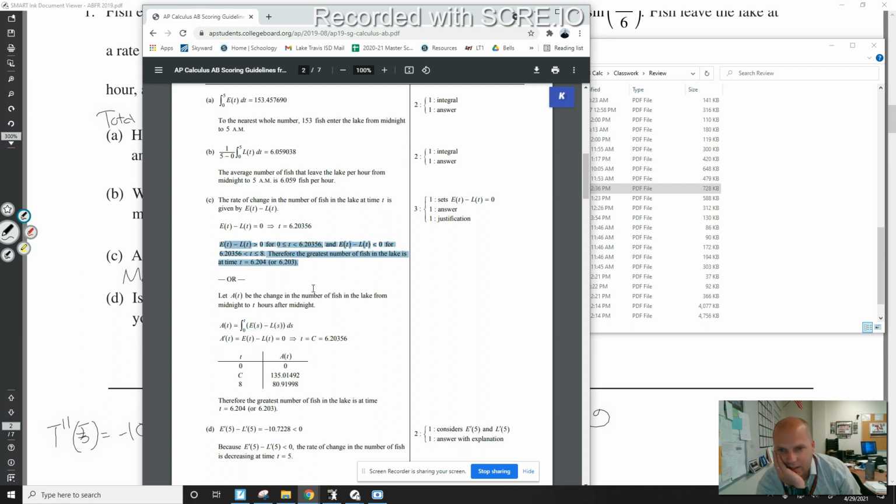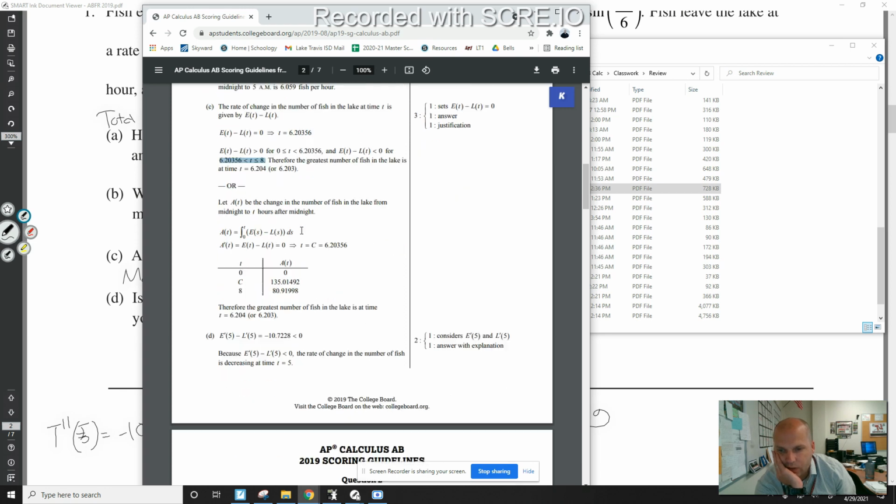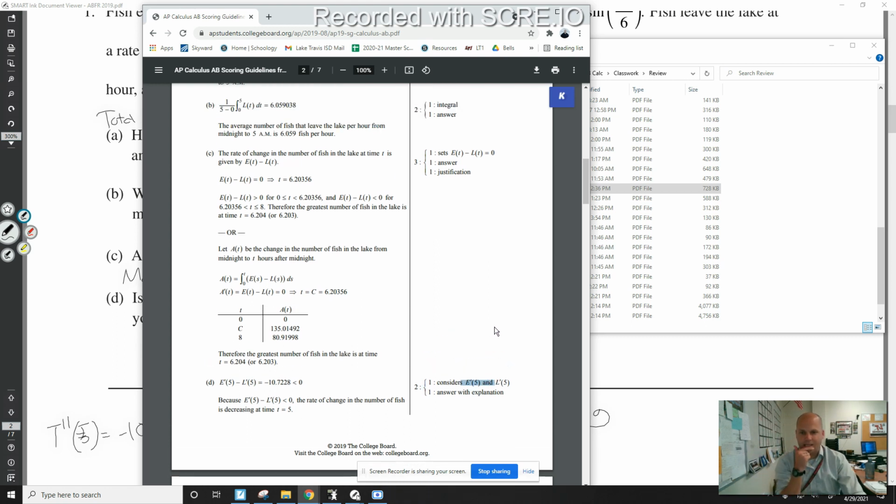I just said, listen, it has to be the max. E minus L is positive on this interval. E minus L is negative on this interval. I have to talk about the entire interval, or else I know that's not going to be any other candidates. And I don't even have to compare any values. And then look, E prime minus L prime, negative 10. Considers E prime, considers slopes. Those are 2 points, okay? So there you go. There's your first one.